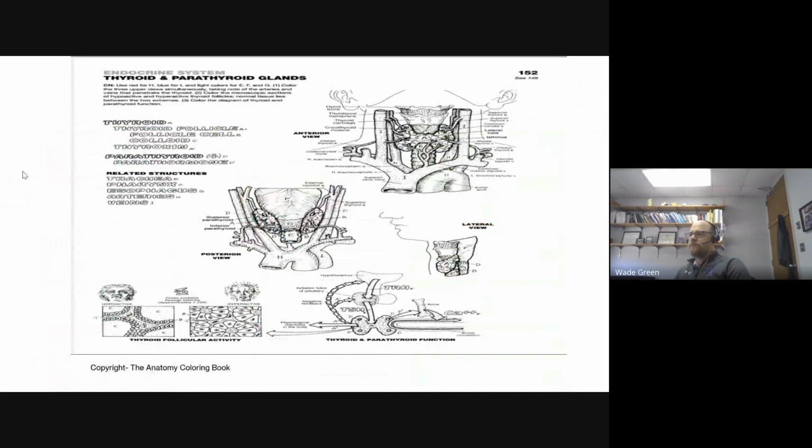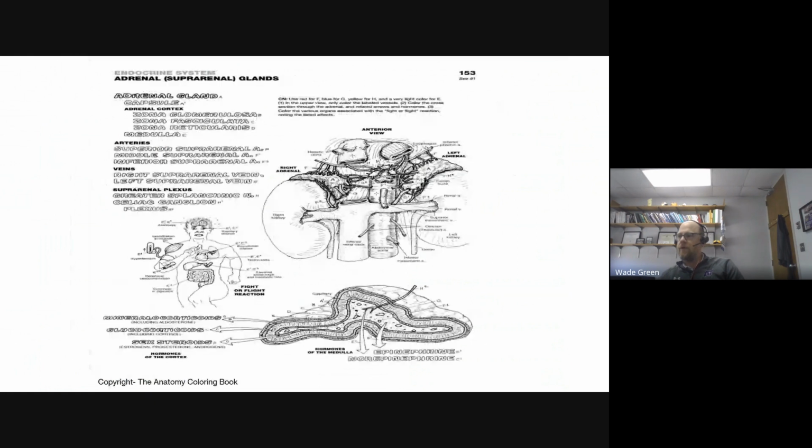Here is a picture of our thyroid gland. The thyroid gland is located right above the thyroid cartilage in the neck. You can see that the thyroid secretes thyroxine. Then we have our parathyroid glands that exist on top of the thyroid and secrete parathyroid hormone, and help us regulate calcium absorption into bone.